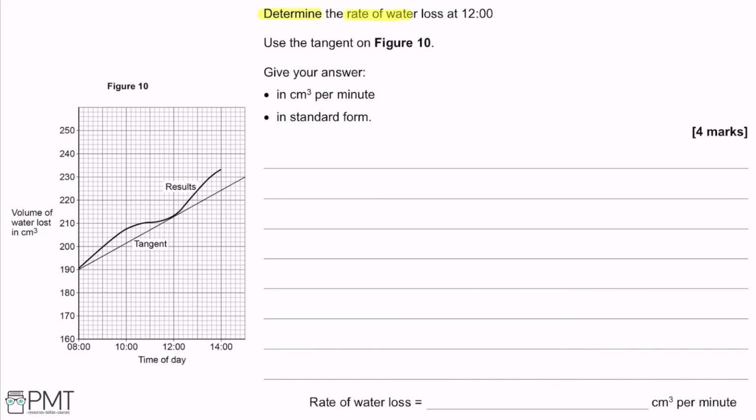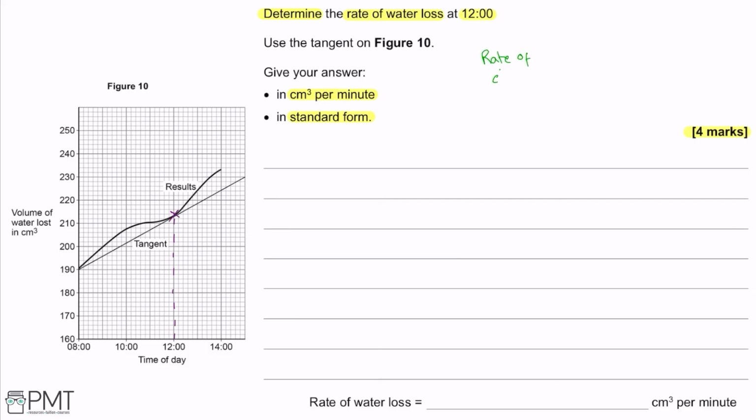Determine the rate of water loss at 12 o'clock. And you can see on the graph on the left that 12 o'clock is the point where the tangent has been drawn, and the question tells you to use that tangent and to give your answer in centimetres cubed per minute and in standard form. And this question is worth 4 marks.